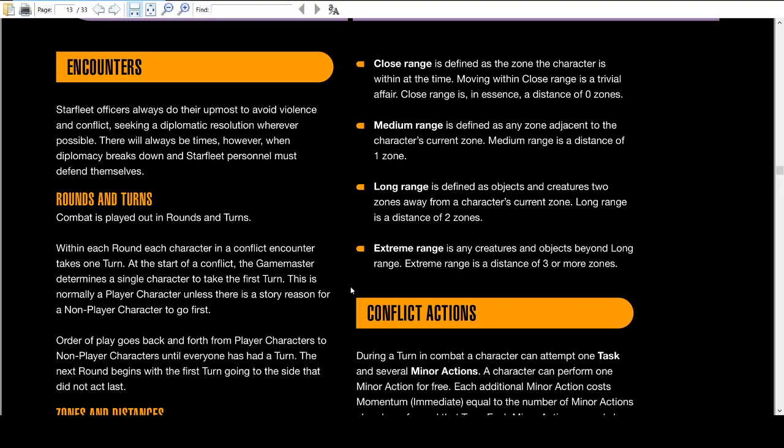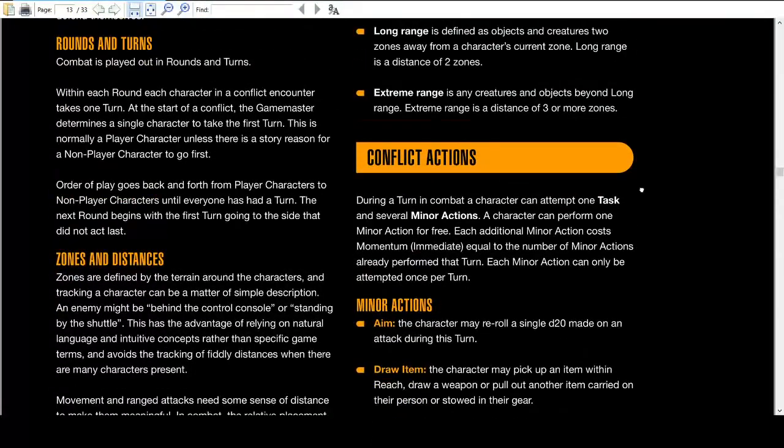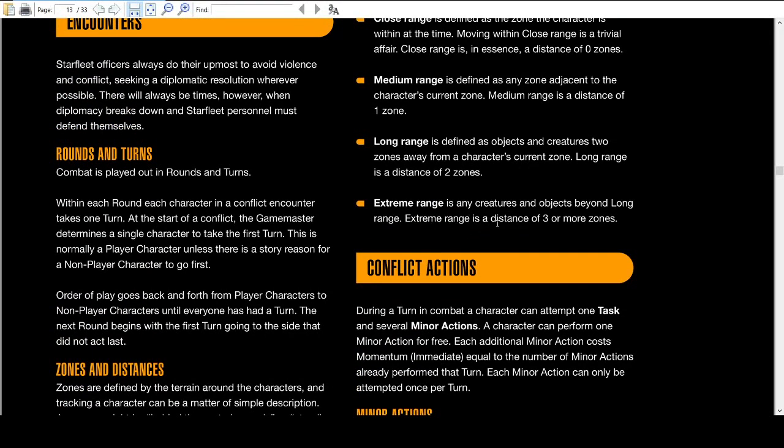Although you could also argue that since extreme is actually a distance of 3 or more zones, you may want to be specific about the number of zones they have moved from their current position, keeping in mind that it may be extreme range for whoever is on the same zone as that character, but it may not be an extreme range for characters who are further away, and that could actually be 3 zones and out.